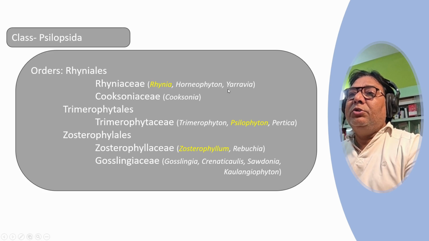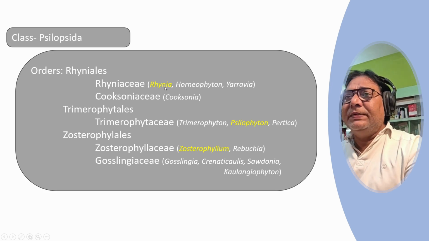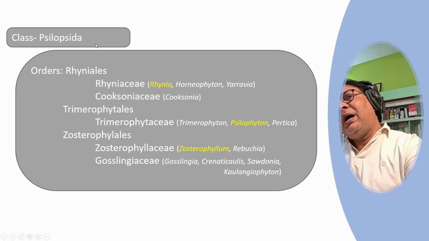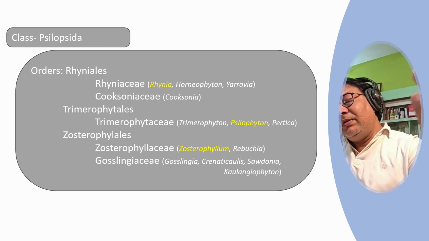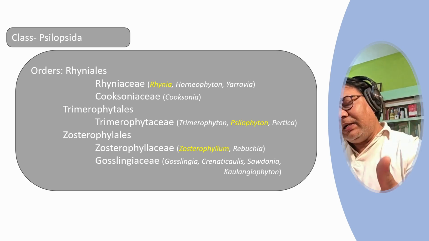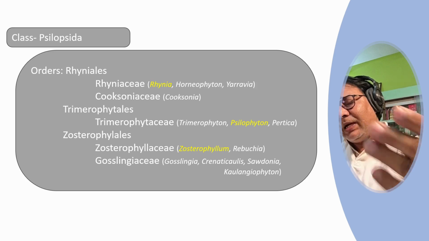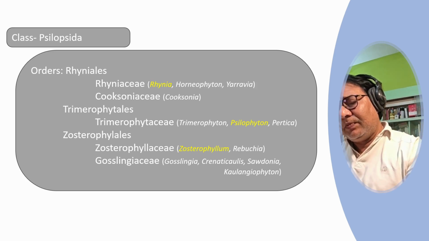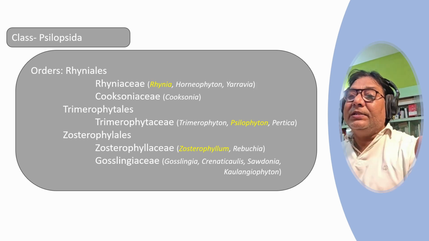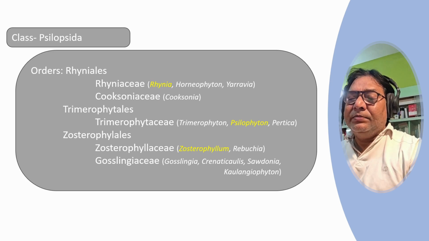Rhynia, Horneophyton, Yaravia are members of the Rhyniaceae family. All these plants, in fact the entire Psilopsida class, are the first land plants. When did this phenomenon take place? When the first land plant came, the plants before that were aquatic or semi-aquatic in nature. From bryophytes, pteridophytes have come.